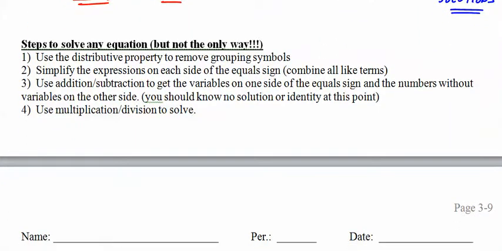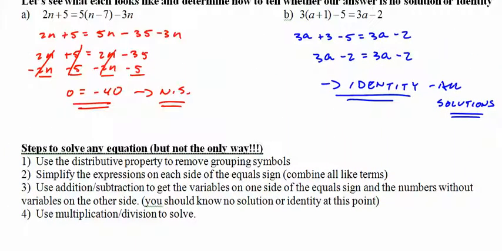So, steps to solve an equation, but not the only way. As you saw above, distribute, don't distribute, move this, move that, combine this first, combine this second. Use the distributive property to remove the grouping symbols. That's the parentheses, and I actually recommend that. I'd get rid of those first, especially if I'm new at doing math. Simplify the expressions on each side, combine all like terms. We just did that a couple times the last problem. Use addition and subtraction to get the variables on one side. At that point, you should know if it's a no solution or an identity or something like that. But if you don't, it's fine. And then use multiplication, division to solve, and then check it.